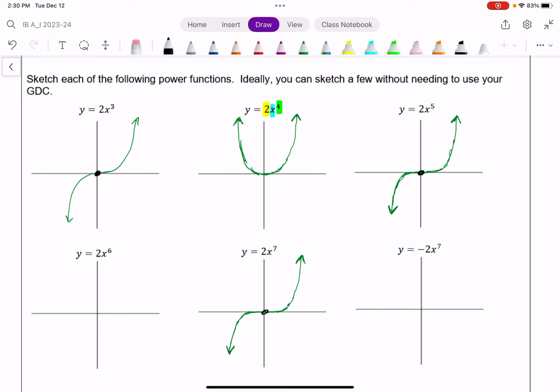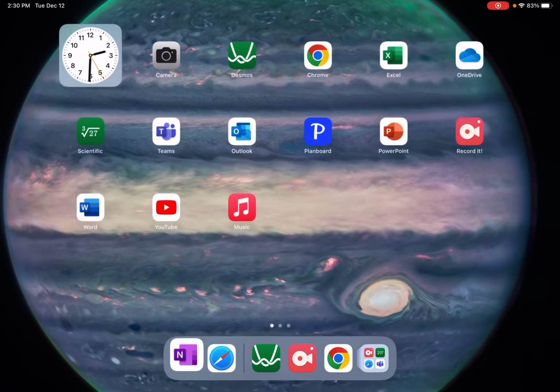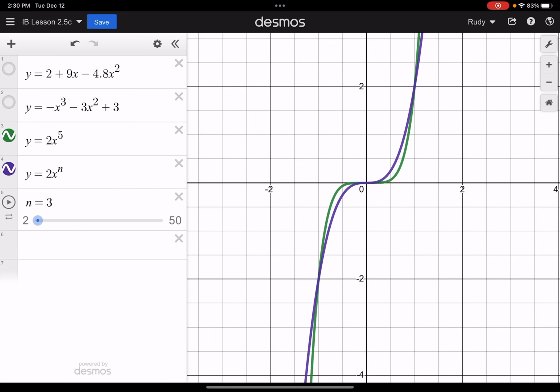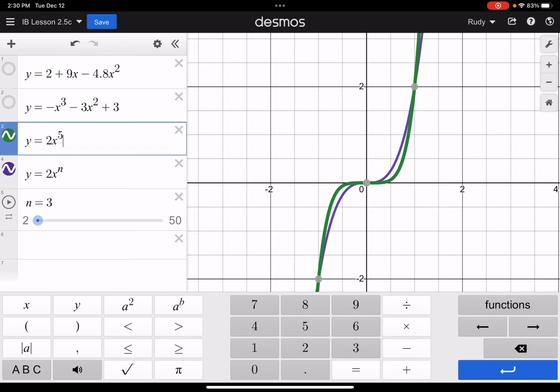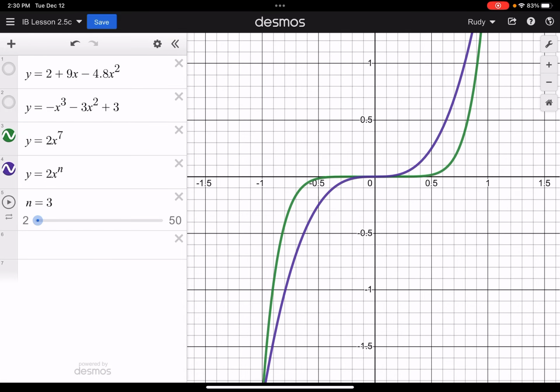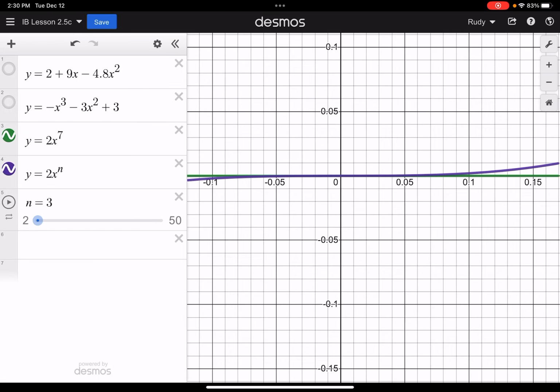And it's going to be, if you look at 2x to the power of 3, 2x to the power of 5, 2x to the power of 7, they're all very, very similar. They're all slightly different, but if I go here now and make this a 7 to compare, notice 2x to the power of 7 is different again. It looks quite horizontal here, although if I zoom in, maybe I'll turn this one off.